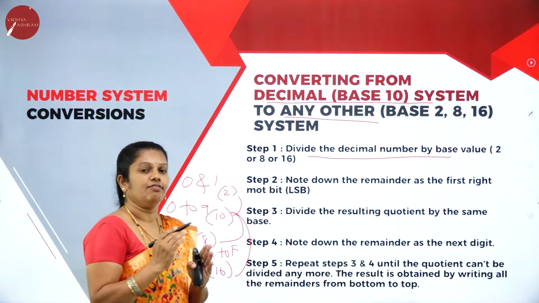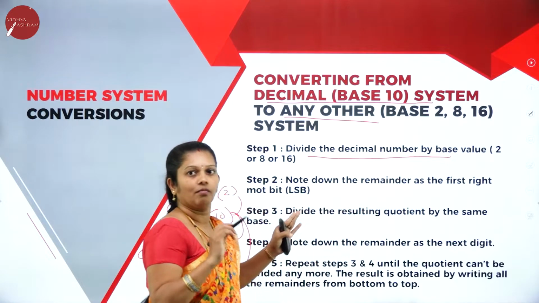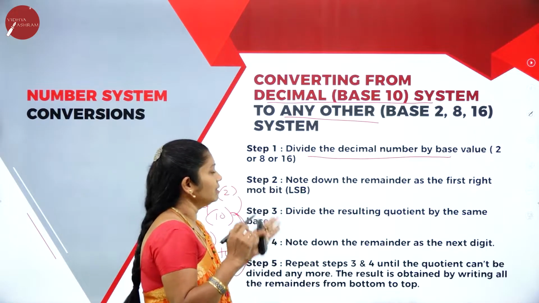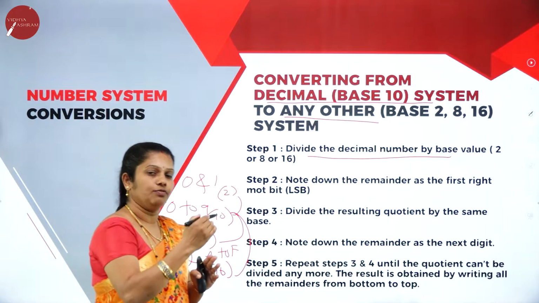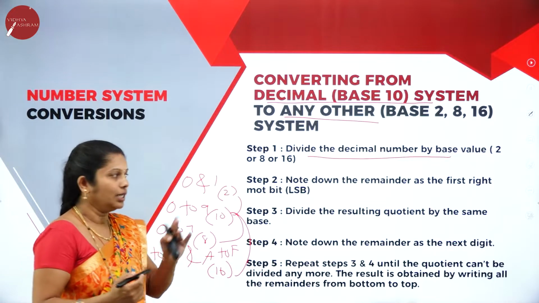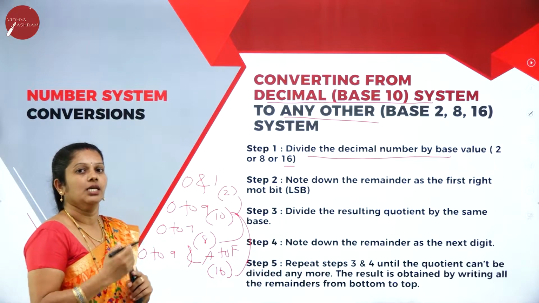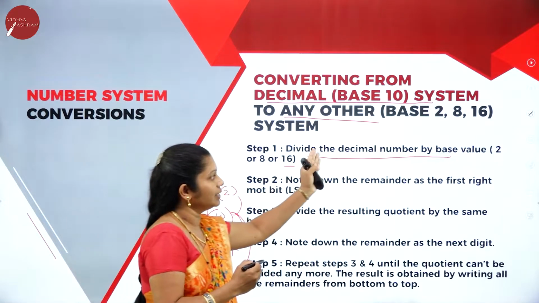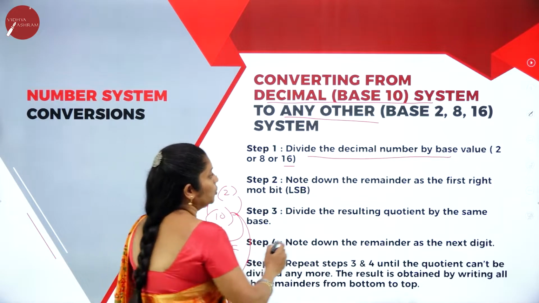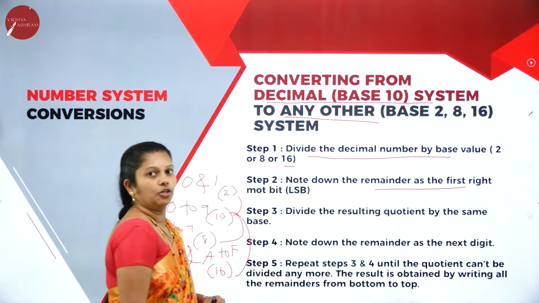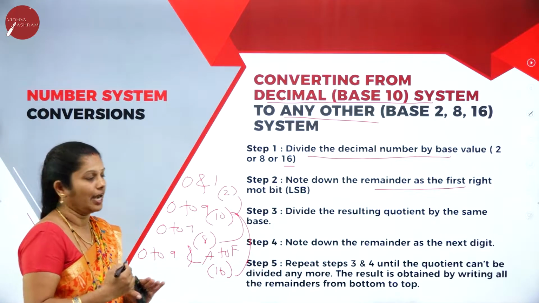In the question, if they ask to convert the decimal number to binary, then we have to divide it by 2. If you get a question like convert the given decimal number to octal, then you have to divide it by 8. If it is to hexadecimal, then you have to divide it by 16. Whichever base they give, you convert to that base. First step, divide the decimal number by the given base value. Then note down the remainder, every time you divide.